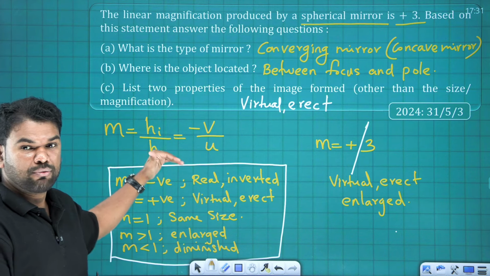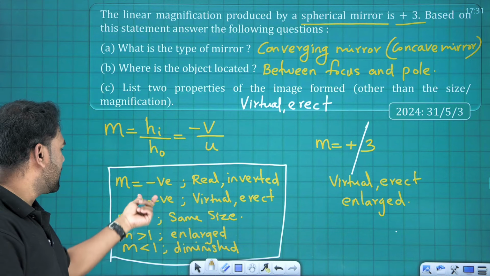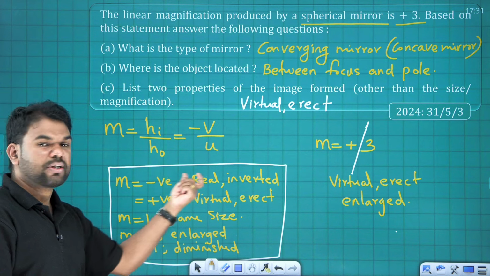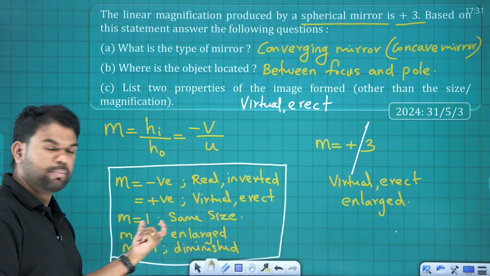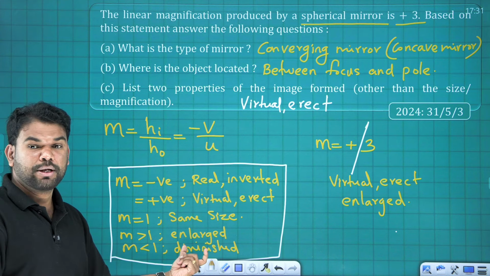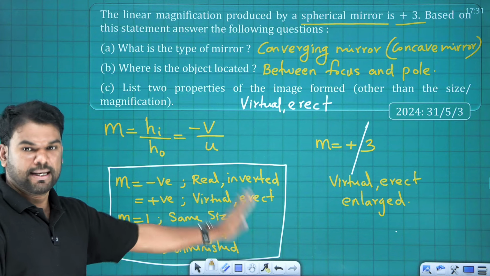So, remember, magnification is the ratio of height of image to height of object. Especially remember the characteristics based on magnification. Negative means real and inverted. Positive means virtual and erect. If it is equal to 1, it means same size. Greater than 1 means enlarged. If magnification is less than 1, it means diminished. And this property is the same for both mirror and lens.